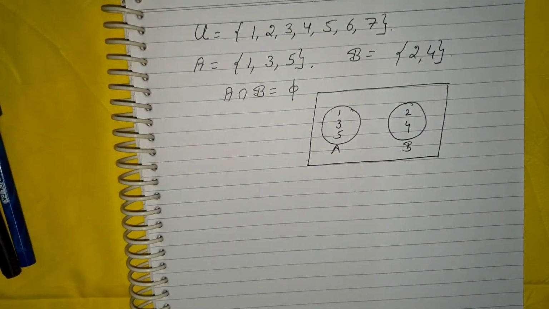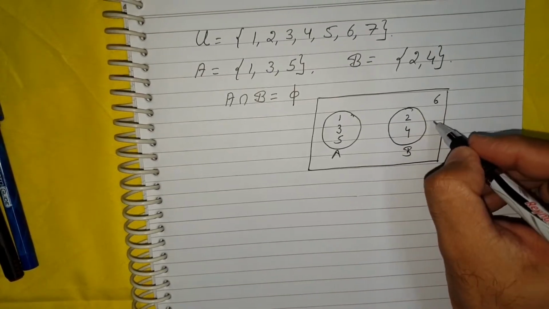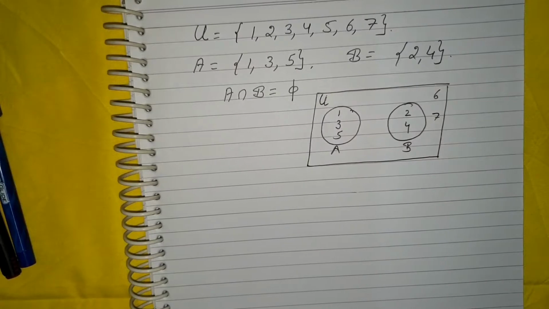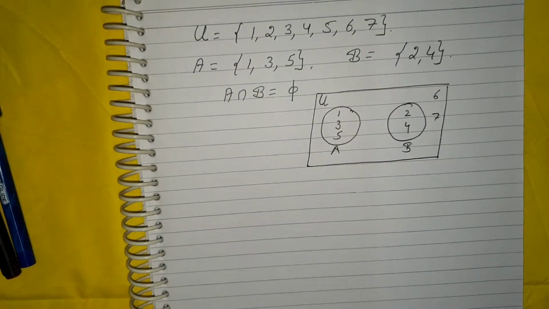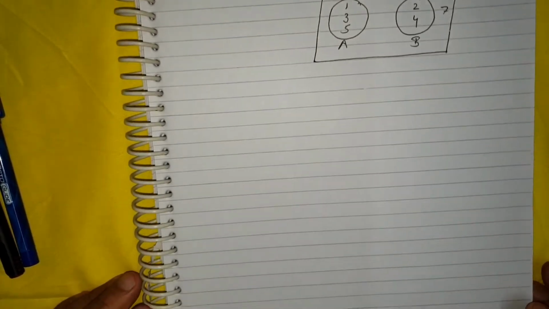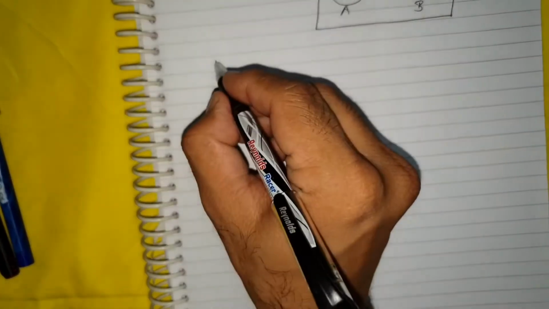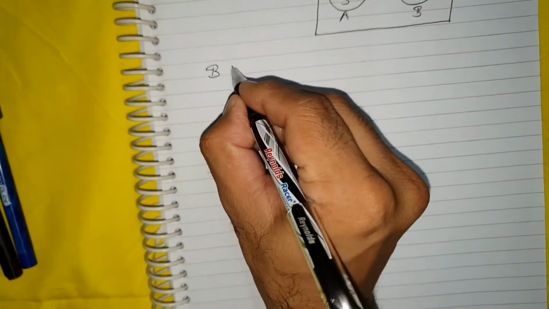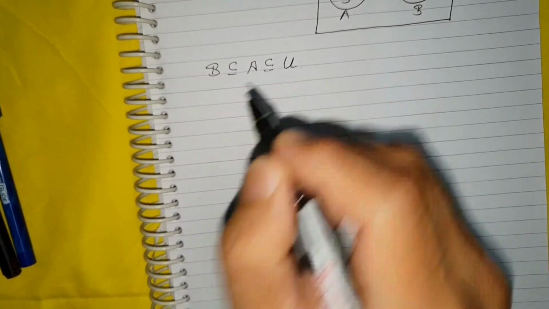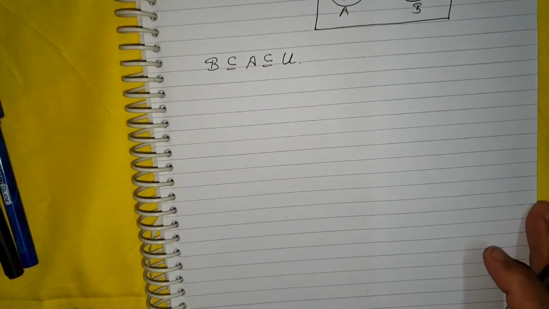Now what is left in the universal set? 6, 7. This is the universal set. So this is basically a disjoint set. Okay. Now moving to another example. Now we are taking a situation in which B is a subset of A, which is a subset of the universal set.